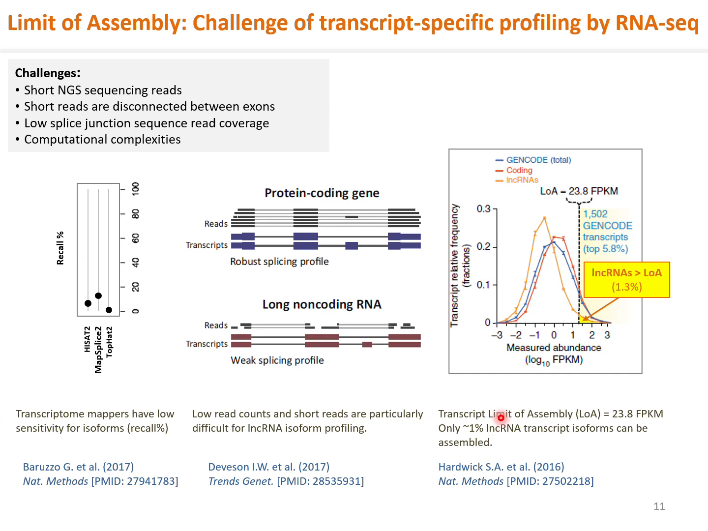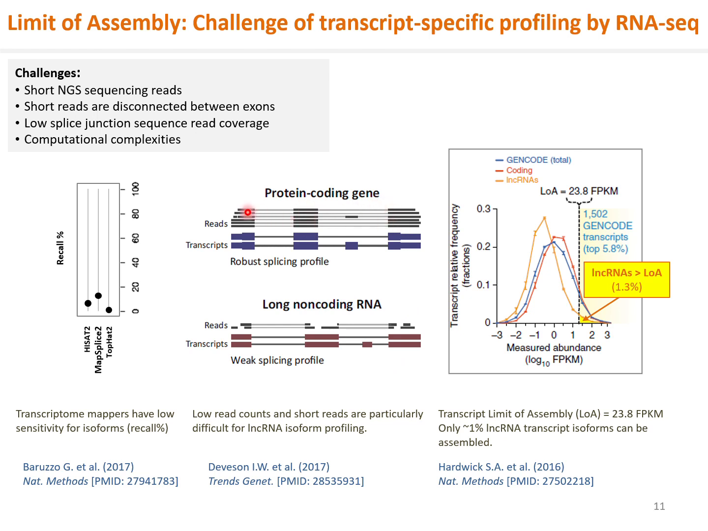When it comes to transcript-specific profiling, it is very challenging for RNA sequencing, both physically and computationally. The short NGS sequencing reads in the common exonic regions do not provide connecting information for assembling exons. In fact, the top popular transcript mappers, such as HISAT2, MapSplice2, and TopHat2, have a sensitivity of less than 10% recall rate. Also, transcript isoforms are not evenly expressed. Major isoforms may receive enough read coverage, whereas minor isoforms may not receive enough coverage for quantification. As shown in these diagrams in the middle, lncRNA exon coverage is not sufficient for defining the splice junctions, nor their quantification, whereas mRNAs appear to be okay.